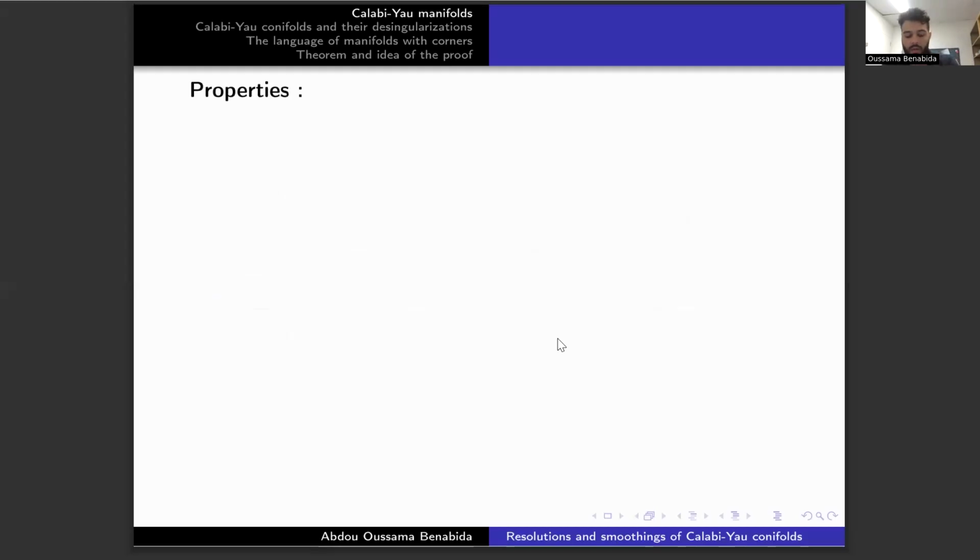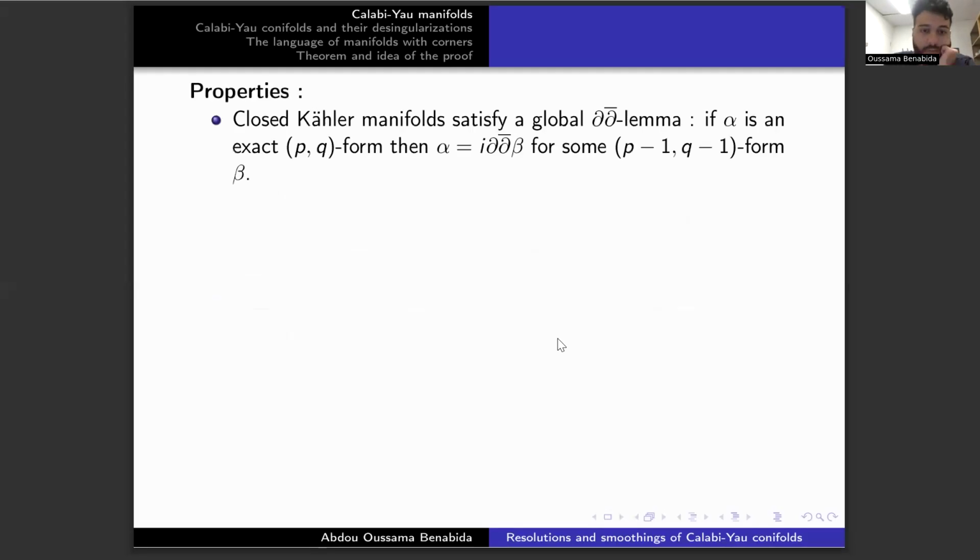So now some properties of Kähler manifolds. One of the most important properties of Kähler manifolds is that they satisfy what's called the del-del-bar lemma. This means if we have a (p,q) form alpha which is d-closed, and alpha is exact, then there is a beta such that alpha is i del-del-bar beta for some (p-1,q-1) form beta.